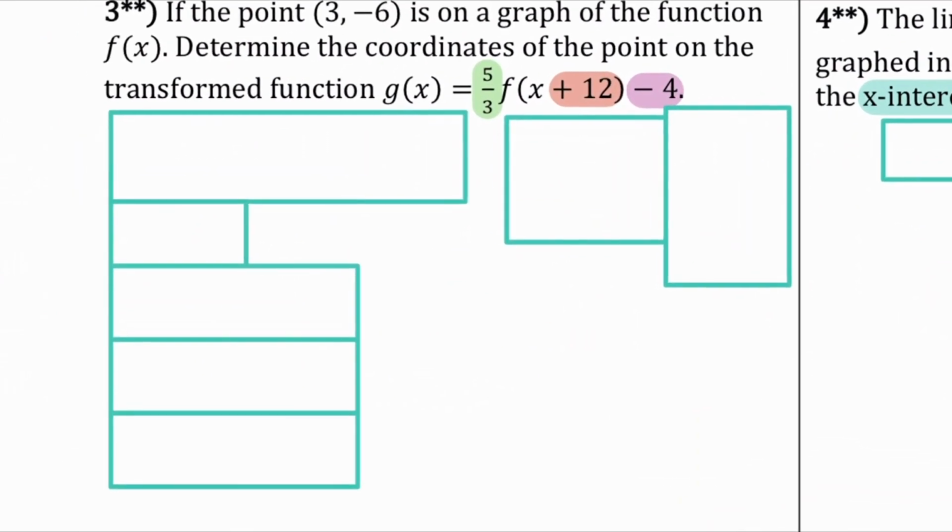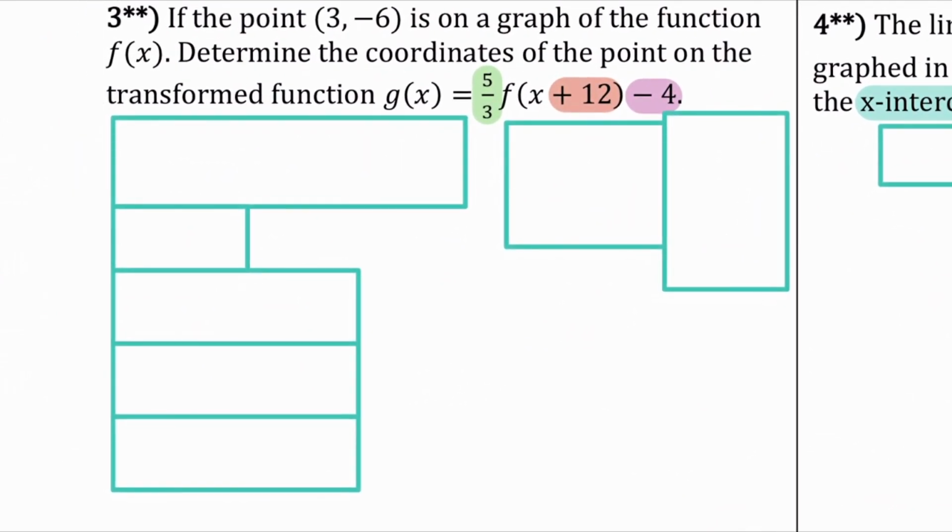Let's look at number 3. Because this is a starred question, we have to show our work. Now, in this situation, they tell us that the point (3, -7) is on the graph of the function f of x, and we want to determine the coordinates of the point on the transformed function g of x equals 5/3 f of x plus 12 minus 4. So this is going to be a test of, do we know how to read function notation? We can see that g of x is a result of transforming f of x in some way, since we see f of x right here.